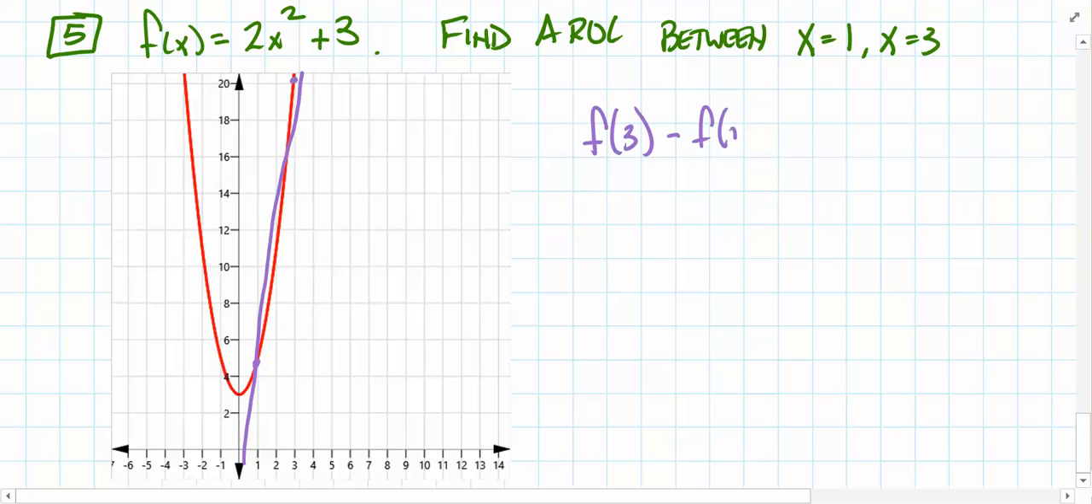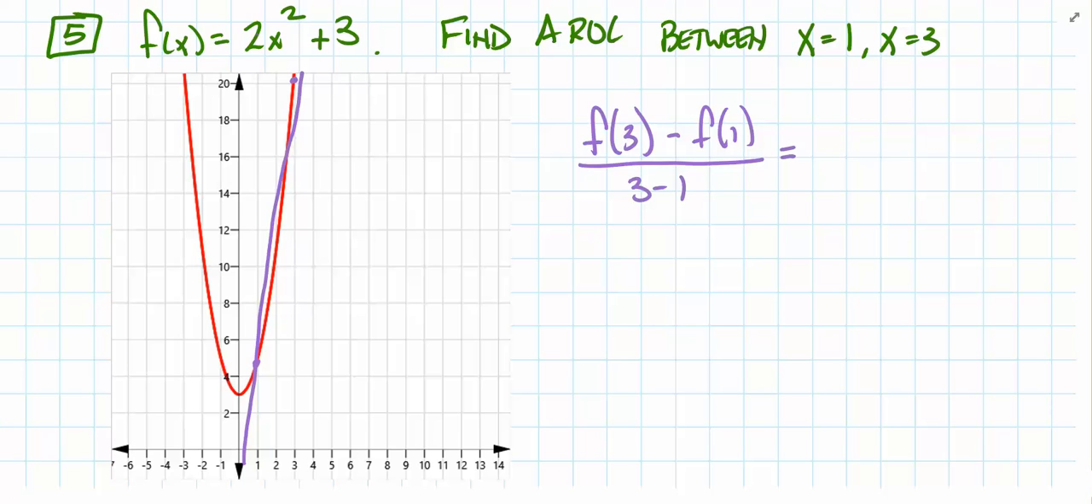Okay? Well, what is f of 3? How do you know what f of 3 is? You plug it in. What's 3 squared? Times 2 and then plus 3. What do you get? Or 21. Yeah, 21 minus, what's f of 1? It's 5. That's 5, right? All divided by 2. So what would this be? 18.